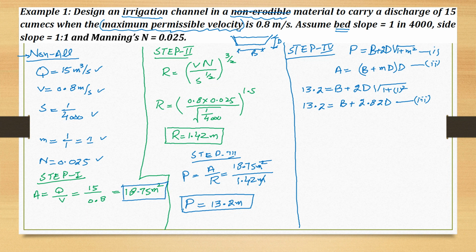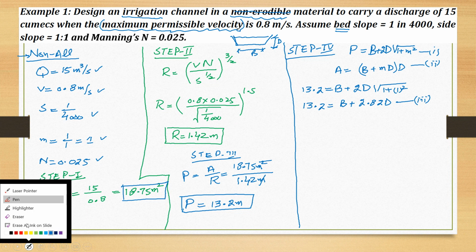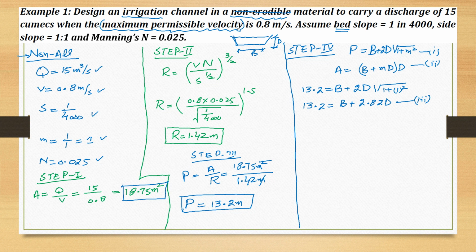Now solve the equation for area. We also have a value of area available with us. What is the value of area here? That is 18.75. B is unknown. M here is 1. D is also unknown. And if we write it, 18.75 is equal to B multiplied by D, plus D square. This equation is known as equation number 4.